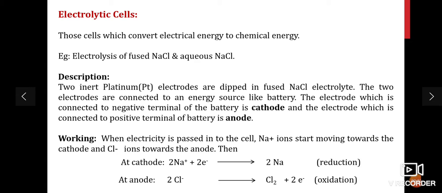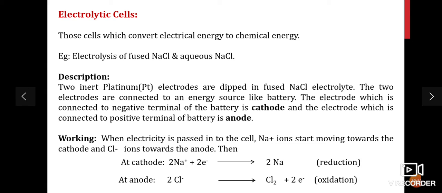I told you that in an electrolytic cell, external electrical energy should be supplied to bring about the chemical changes. So the electrical energy is given by the energy source like a battery. The electrode connected to the negative terminal of the battery is the cathode, whereas the electrode connected to the positive terminal of the battery is the anode. So in electrolytic cells, the anode is positive and the cathode is negative. But in electrochemical cells, that is a voltaic cell, the cathode is positive and the anode is negative. So keep this point in your mind.